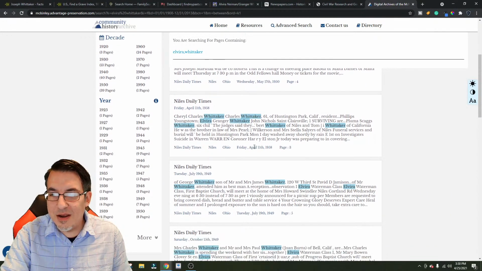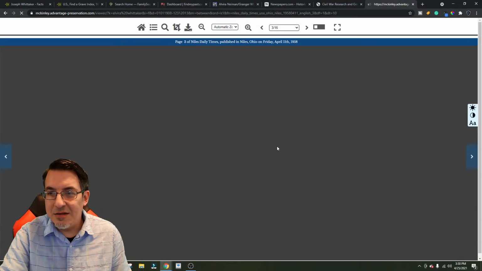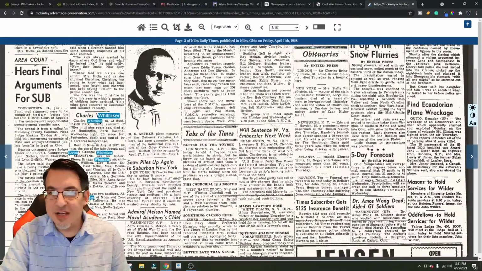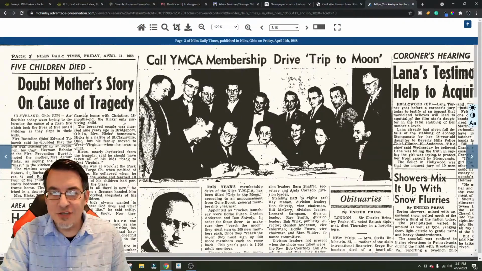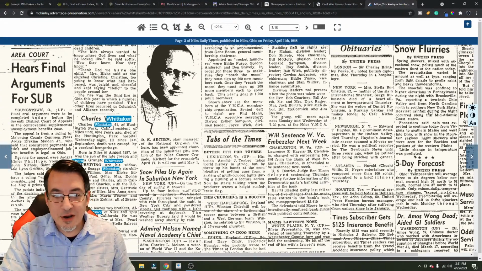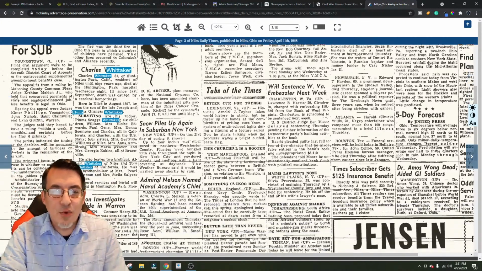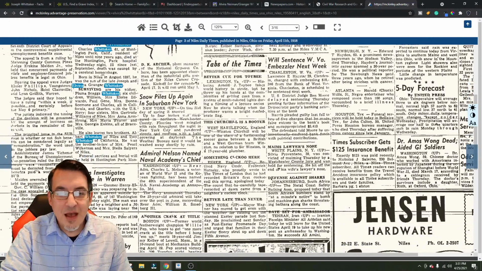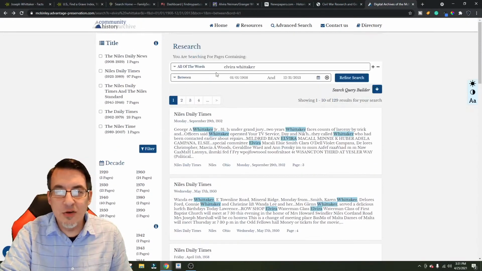So let's take a look right here. Here's a mention of Elvira Granger Whitaker in a newspaper article from 1958. What it is, is her son's obituary. So these are the kinds of things you can find just really quick doing a little search. And this is a free site that I'm on right now. So: Charles Whitaker, 61, of Huntington Park, California, resident of Niles until 9 years ago. And see here, born in Niles, August 1897, he was the son of the late Joseph and Elvira Granger Whitaker. It lists his widow, his children, his brothers and sisters that are living. You can find all kinds of really cool information.